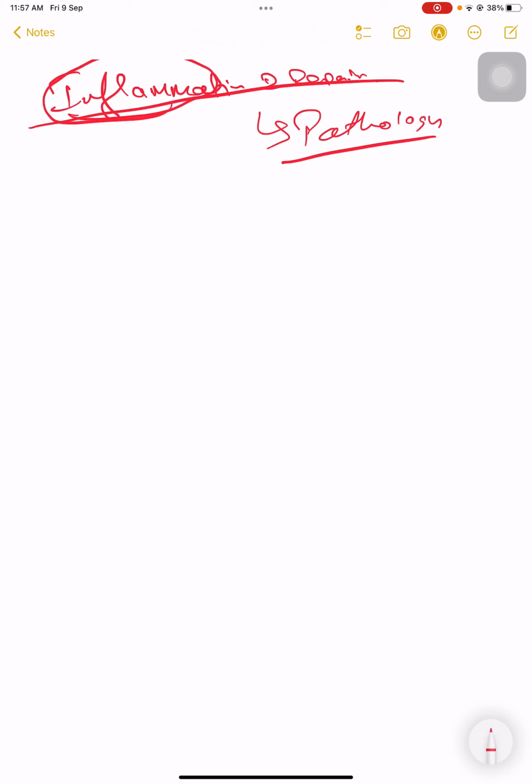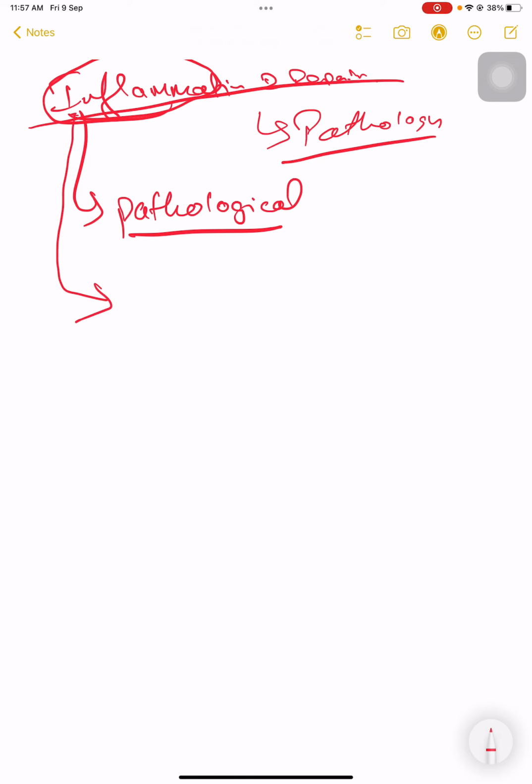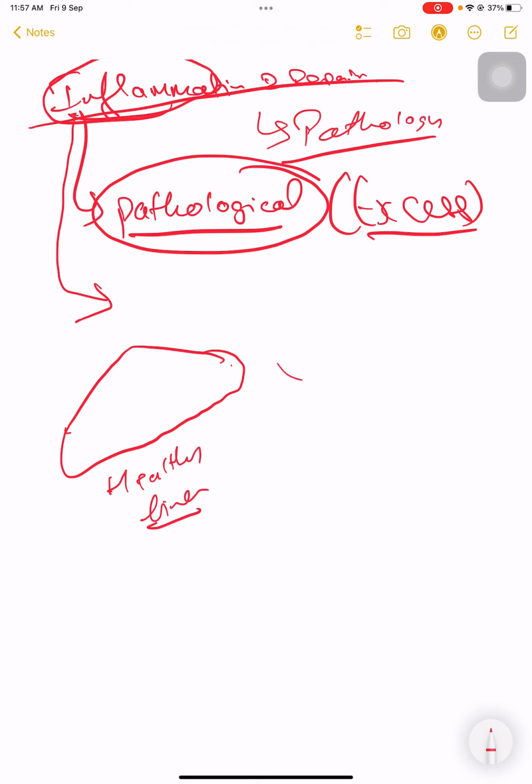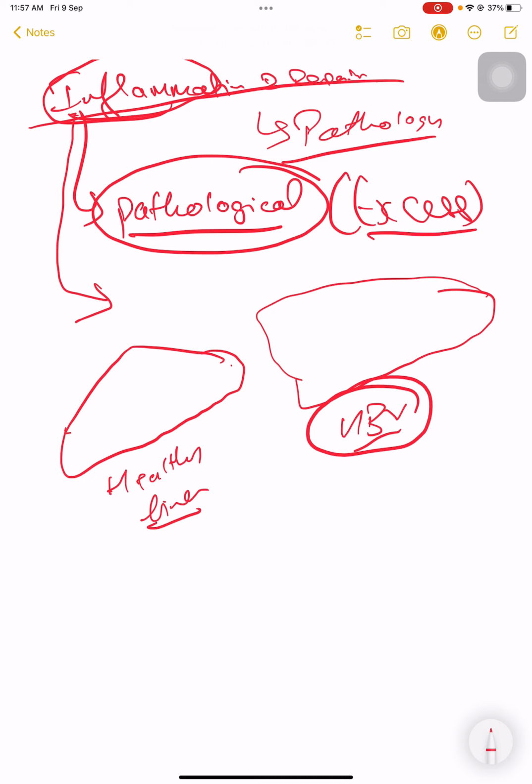So whenever we talk about inflammation, we see that inflammation is actually a pathological condition, okay? But remember, it is pathological if it is in excess. For example, whenever we talk about the liver, a normal healthy liver and a liver which is inflamed because of certain infections, suppose hepatitis, this is a pathological inflammation.